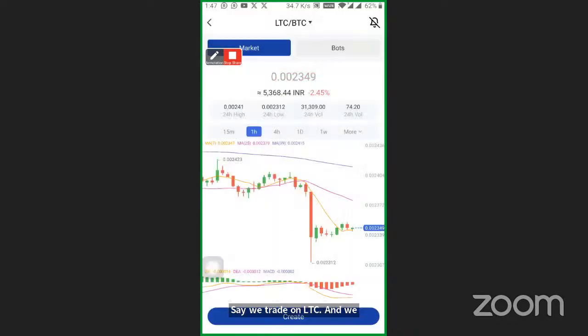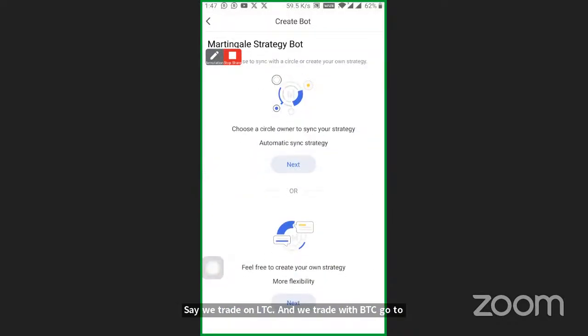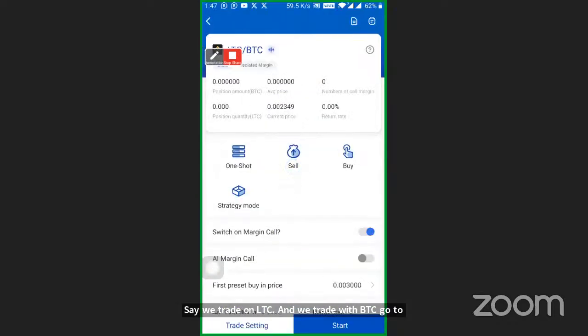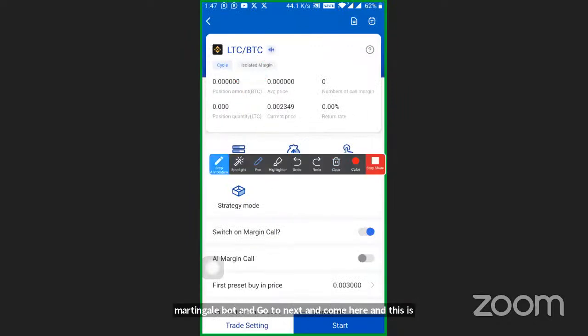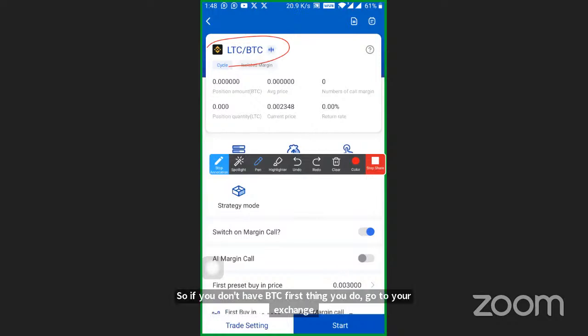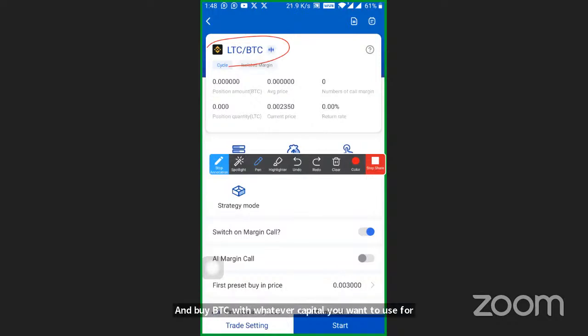Go to Martingale bot and go to next and come here, and this is the trade we want to open. LTC BTC. Okay, you see here we don't require USDT, we just require BTC for it. So if you don't have BTC, first thing you do, go to your exchange and buy BTC with whatever capital you want to use for this trade. How much capital is required, that we will calculate today.